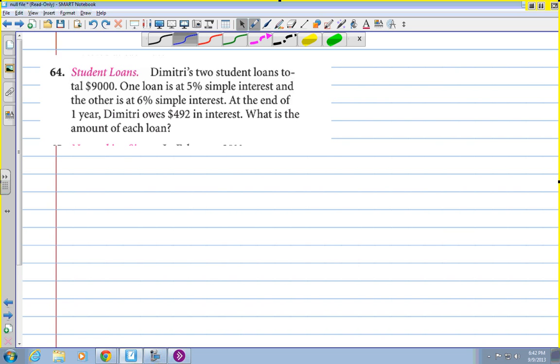Anyone like to tell me what Dimitri's up to? Oh, it's up to student loans. Yeah, up to 2 of them, 9,000 total, right? One at 5%, one at 6%. We have no idea how they're split, right? But the total interest at the end of the year is 492. That's how much interest whoever's going to take from him. So the question is, how are they split? Does that make sense? Can you all relate to that? Do you have student loans? Yes, no? So, I have student loans.